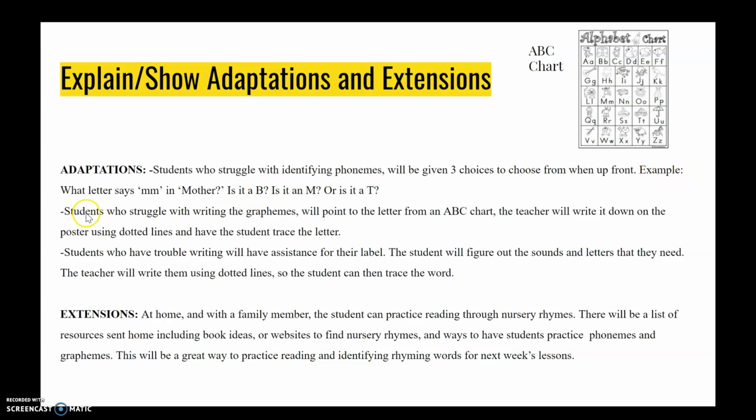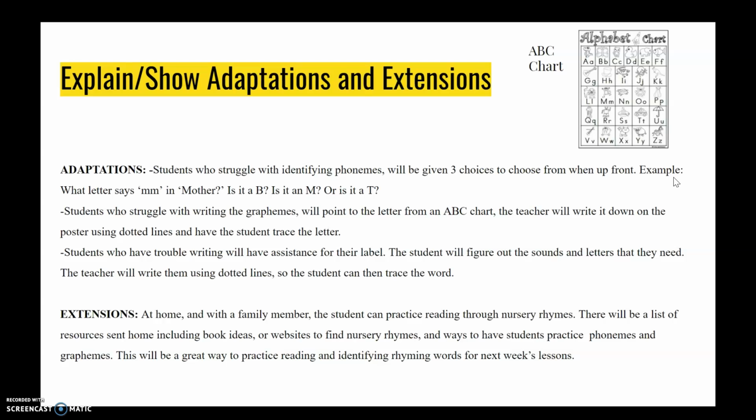An example, looking at the next word, mother, I would say, what letter says /m/ in mother? Mother. Is it a B? Is it an M? Or is it a T? That way they have 3 choices. The answer is in there, but they have a smaller amount to choose from.